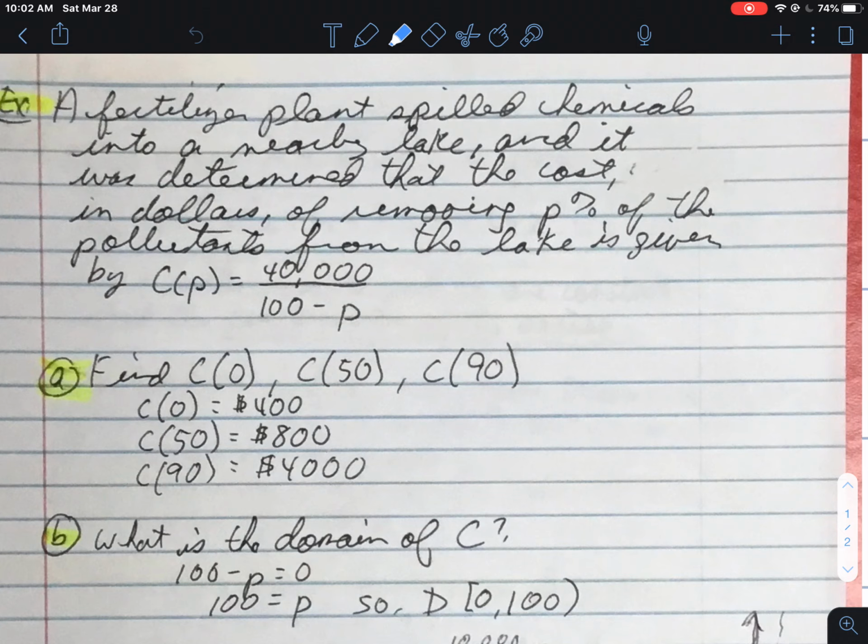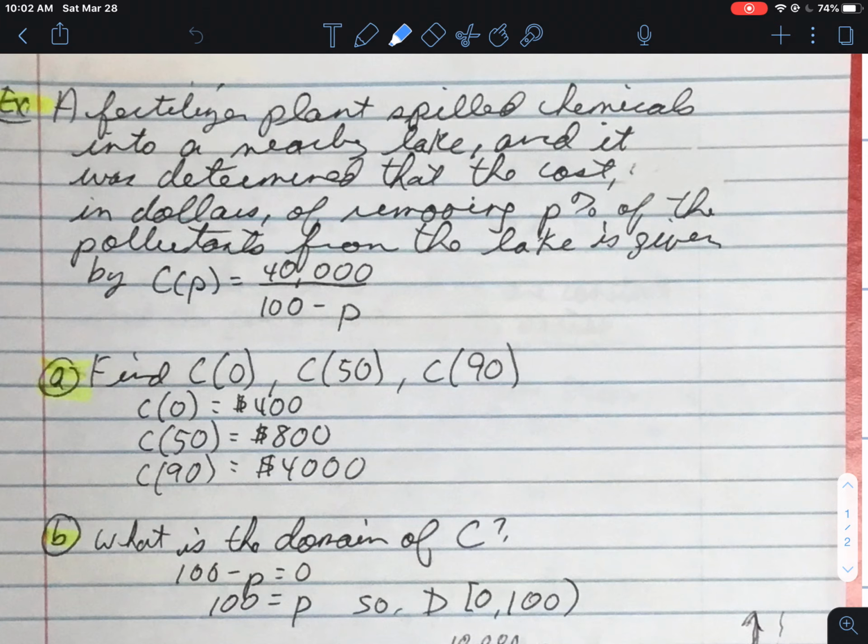It was determined that the cost in dollars of removing P% of the pollutants from the lake is given by that function C of P equals 40,000 over 100 minus P. So we've got our function C, which is the cost of removing the pollutants, where P, the input, is the percent of the pollutants that is removed from the lake.